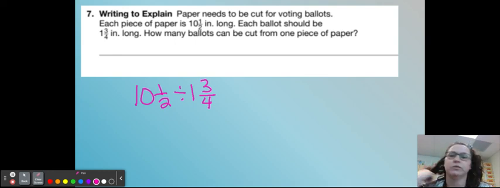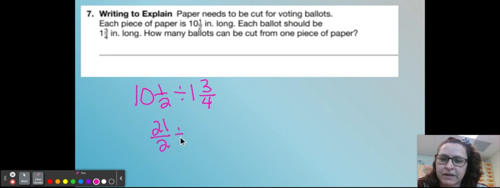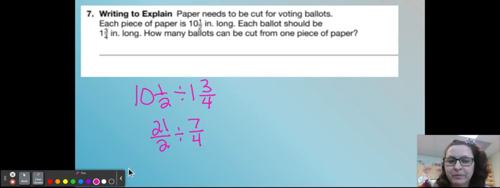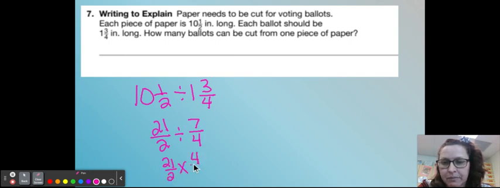Now I have to solve it. But in order to solve it, the first thing I have to do is turn my mixed numbers into improper fractions. So 2 times 10 is 20, plus 1 is 21. And my denominator stays the same, divided by 4 times 1 is 4, plus 3 is 7. So 7/4. Now I am going to do the keep, change, flip. Keep my first fraction, change my sign, and flip my second fraction. This one has a lot of simplifying I have to do.